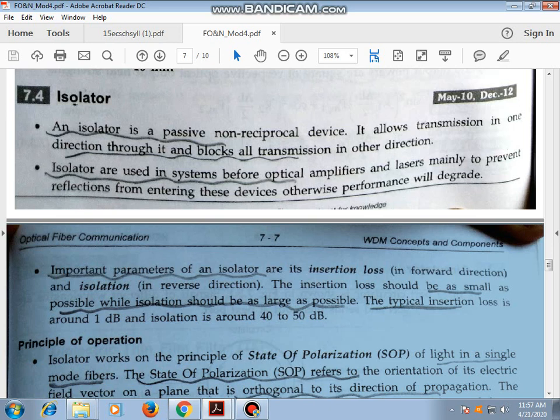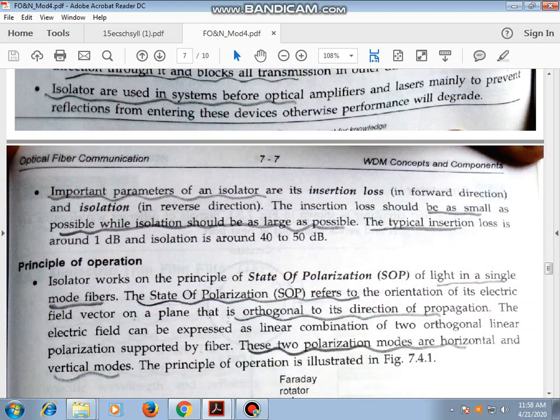In the previous video we were discussing the isolator, and we have seen that it is a non-reciprocal device. It means you can send data from the transmitter end to the receiver end, but if a signal is coming from the receiver end back to the transmitter end, it will be blocked. Here we have observed two important parameters.